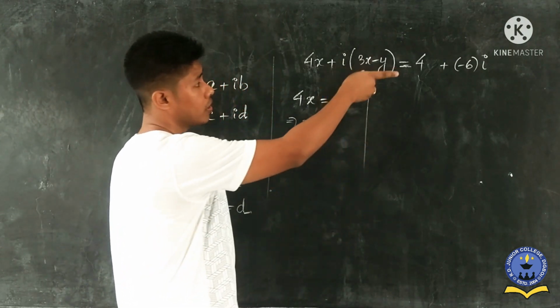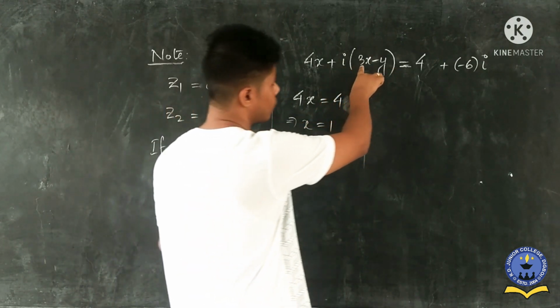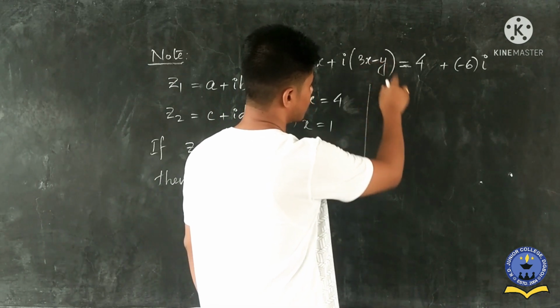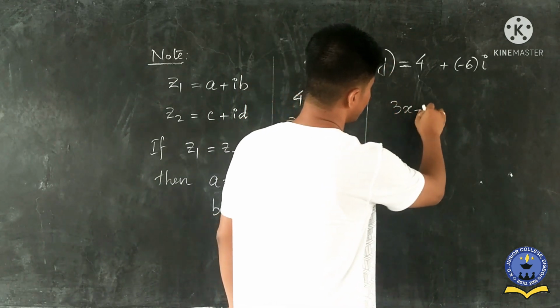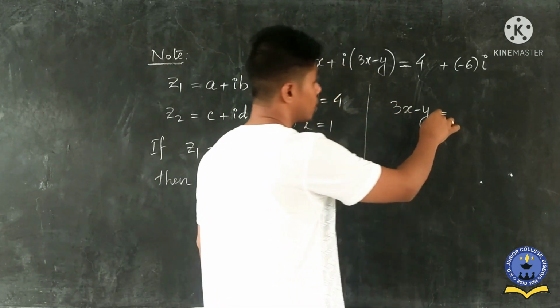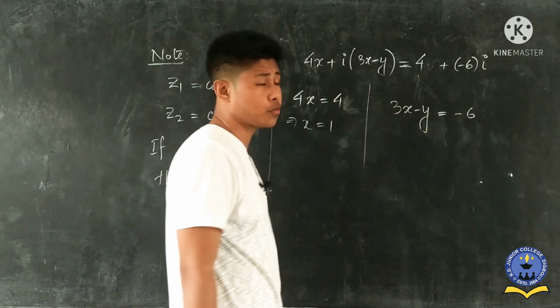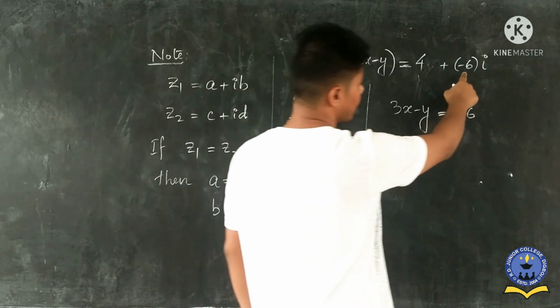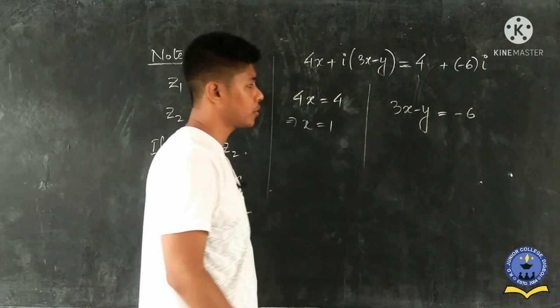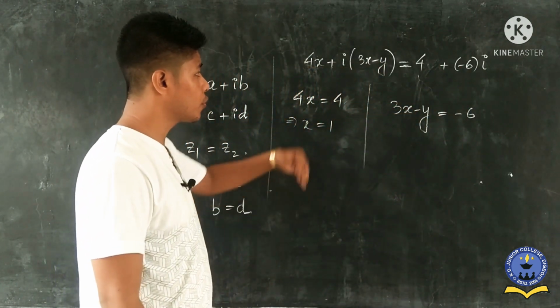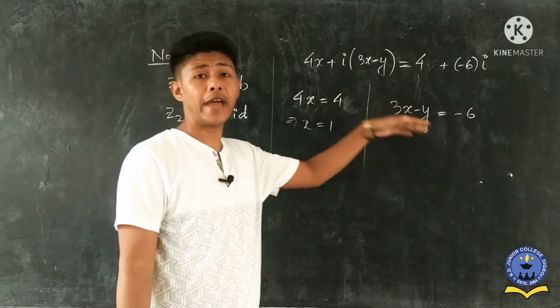And here the imaginary part is equal with imaginary part. So the imaginary part is 3x minus y, and this one is equal with minus 6. So the imaginary part is 3x minus y, as well as the imaginary part here is minus 6. If we compare these two, we get this type of result. Our question is to find out the value of x and y.